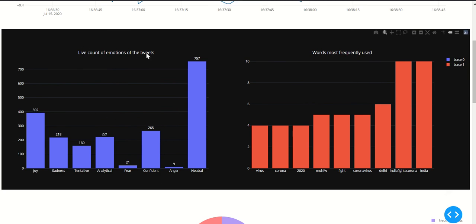This is the live count of the emotions of the tweets. So currently the joy emotion has the highest score, highest count. Because I've noticed a lot of people are actually happy with the lockdown because of the fact that they can better utilize the time to improve their skills. So the emotion that was the highest is joy.